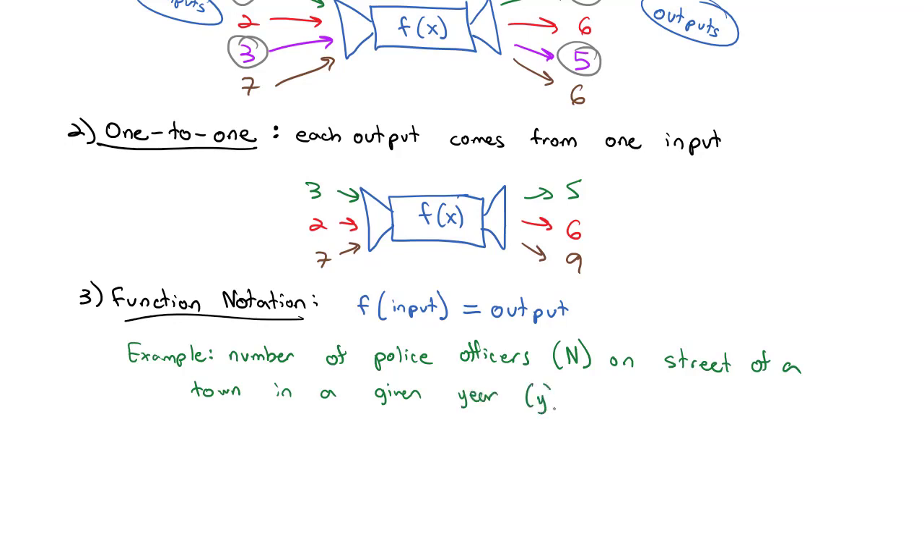And we'll use Y to represent the year. Well, there's a function relationship here. We could say that we take the function and we put in the year, and that should give us the output. The output is the number of police officers. So for example, the function of 2021 might equal 200.